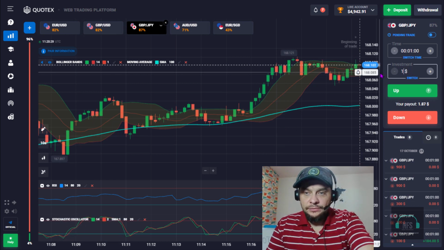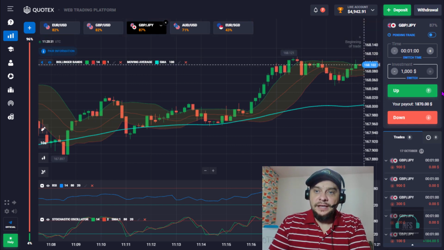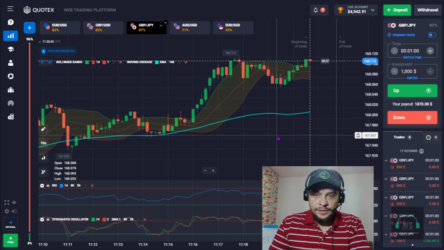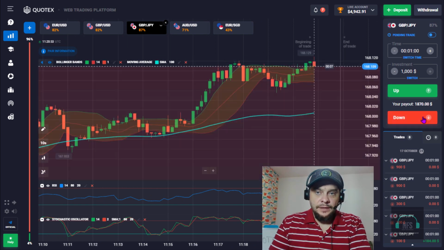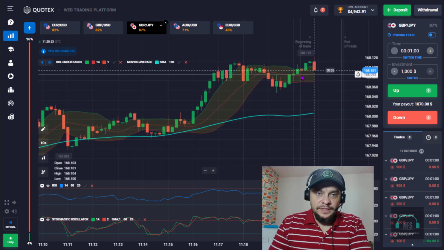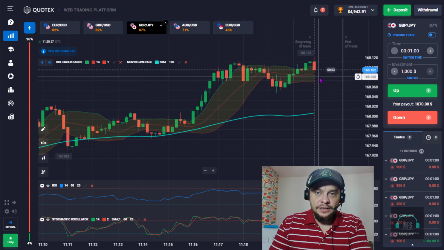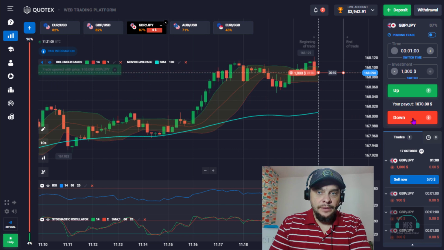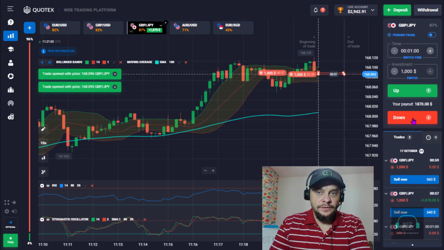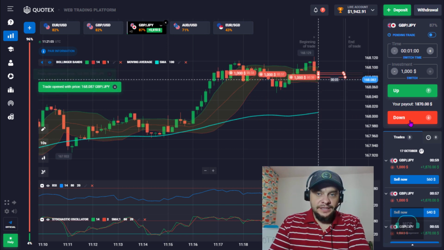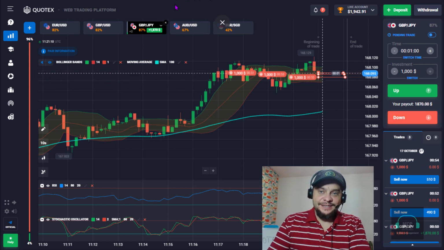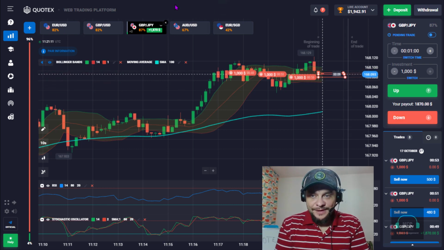Let's put here $1,000, and I will place three trades. As you can see, the price is going up, but we are out of these Bollinger Bands of this channel right now. One, two, three. Three $1,000 trades placed here. So let's see what will happen right now.